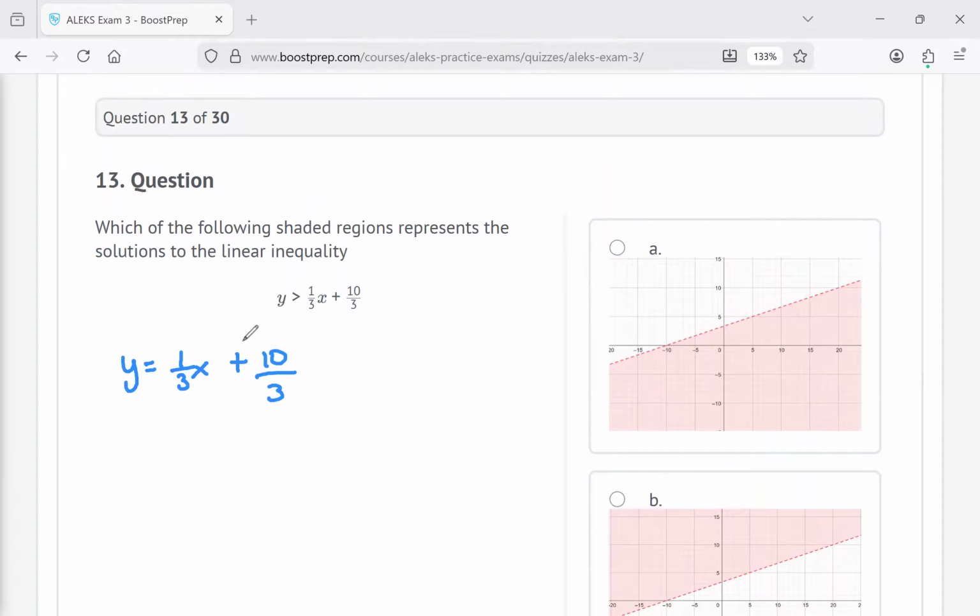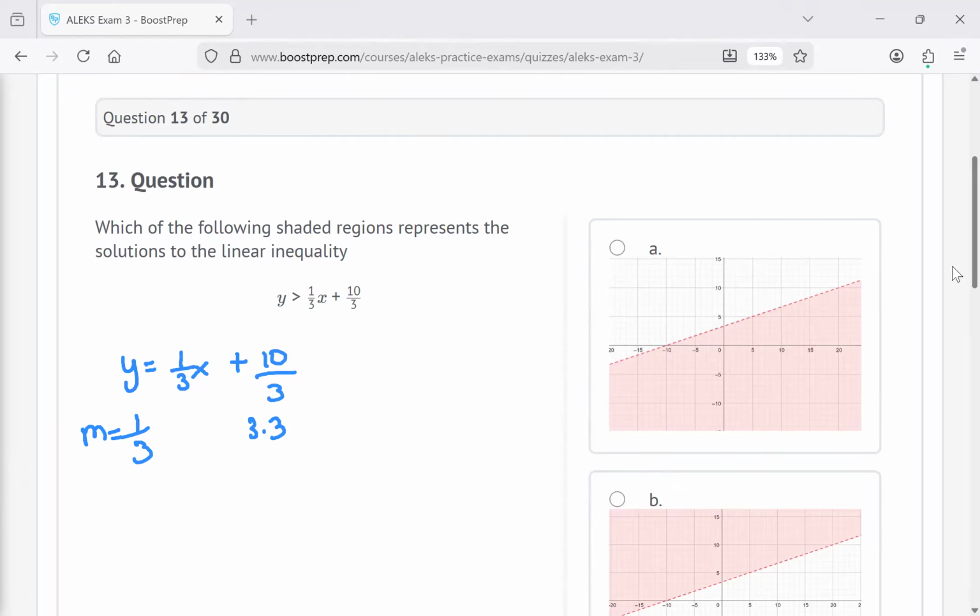10/3 is your y-intercept, which is like 3.3. So now we can eliminate some. Our slope is 1/3 and it's positive 1/3, so it's going up to the right. So is it this one? This looks like it has a y-intercept of 3.3 and a slope of positive 1/3, so maybe.